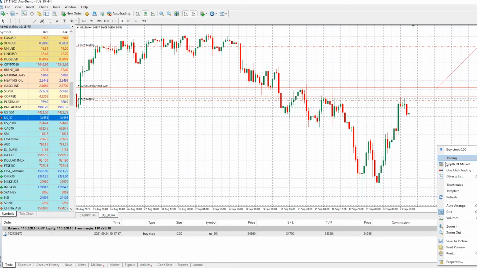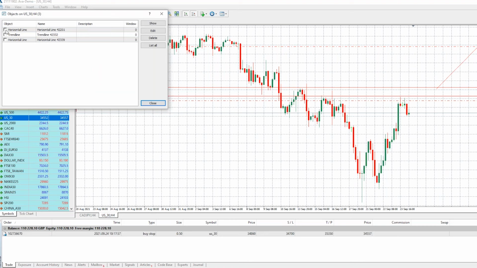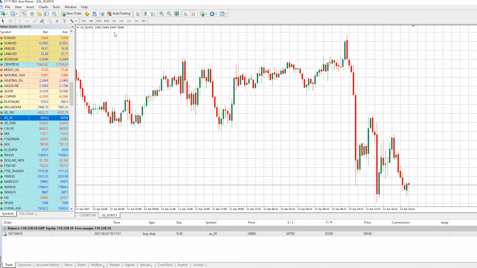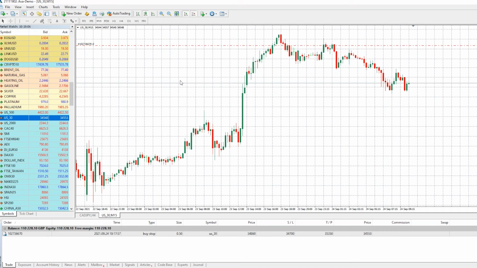And if I delete my objects list, you can see the entry point. There's the green line, that's the entry price, the green dotted line. So if the price went up, broke the resistance, hit there, I'm in on a buy. There's my potential profit. Here's my risk, much less. Okay.